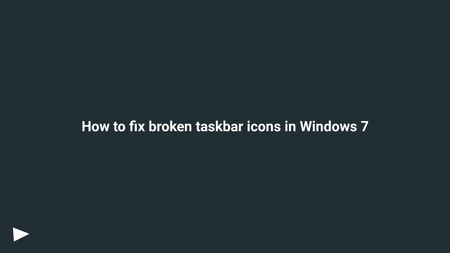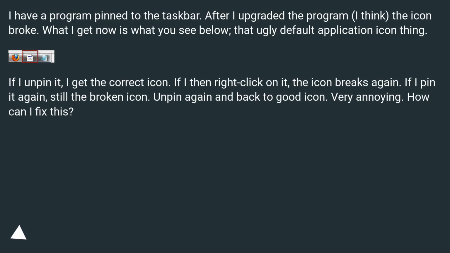How to fix broken taskbar icons in Windows 7. I have a program pinned to the taskbar. After I upgraded the program, I think, the icon broke. What I get now is what you see below, that ugly default application icon thing.